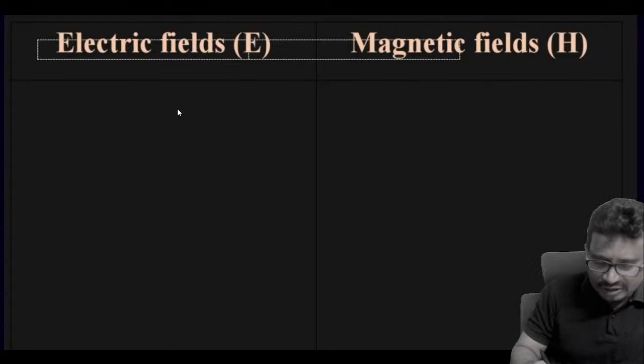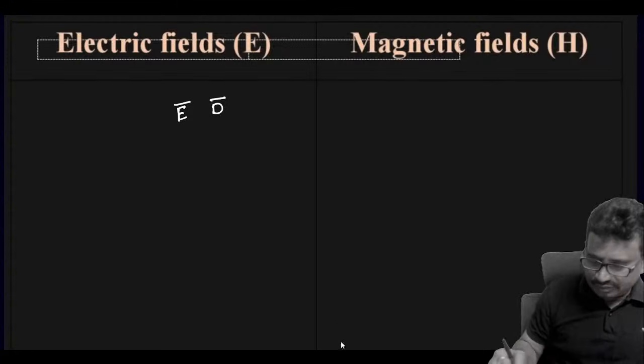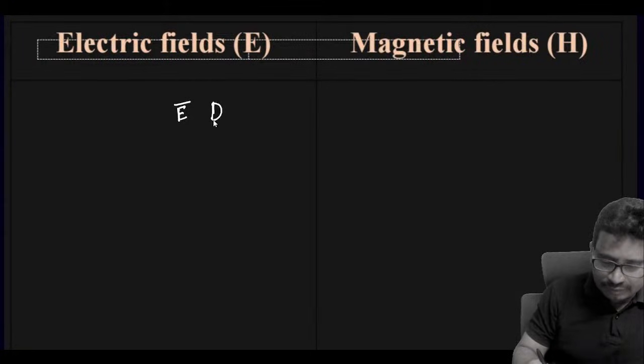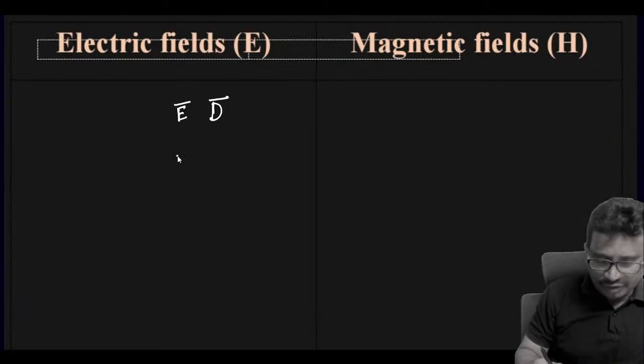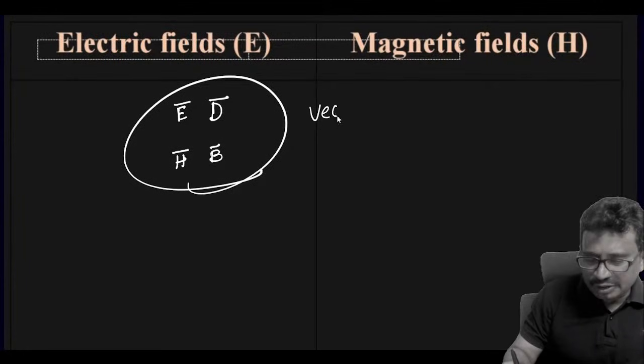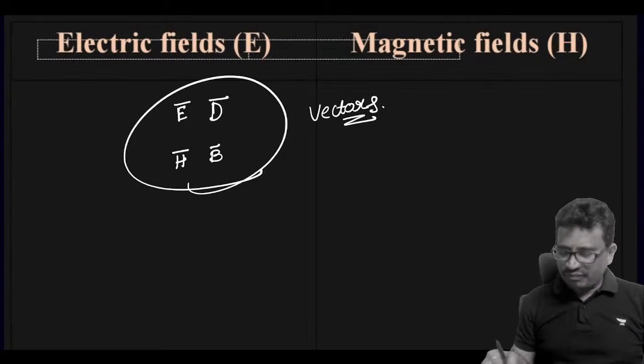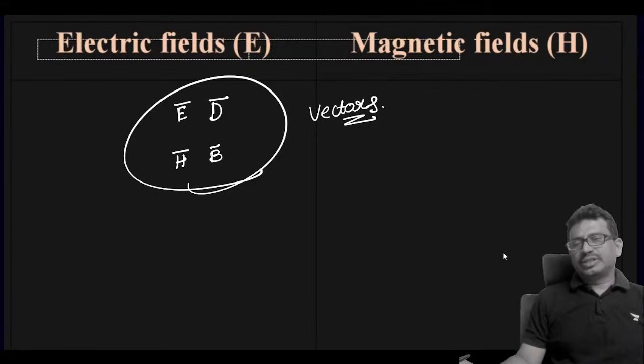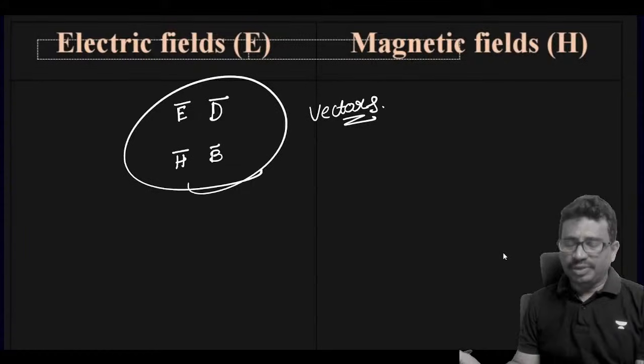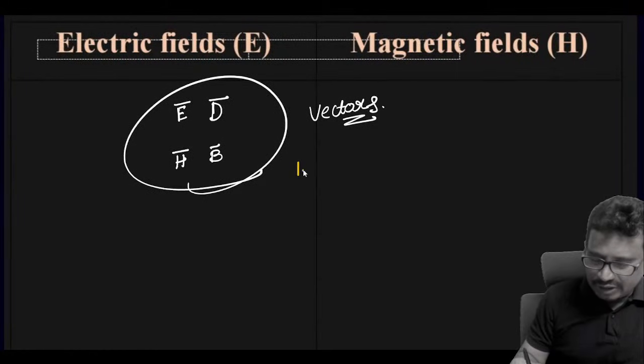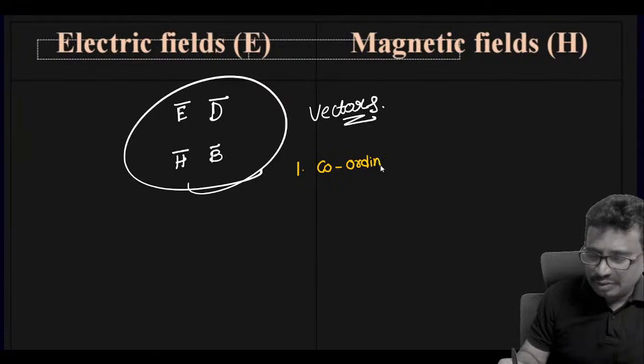So vectors means, first of all, we need to find these parameters: in the electric field, E, that is D. After that, we need to find H as well as B. These four terms we need to find, and all these terms are vectors only. To find these vectors, we need some fundamental knowledge of some basic systems. We should have a strong foundation of the coordinate systems.